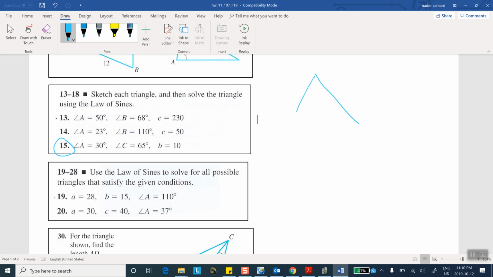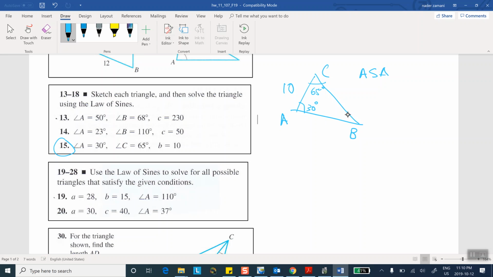So here is my generic triangle, sides ABC. We have two angles. We have angle A, which is 30 degrees. We have angle C, that's 65. We have side little b. Side little b means the side facing angle big B, or AC. So AC is that little b, so that is 10. So this is the category of the problem that we call angle side angle. Okay, but it really doesn't matter.